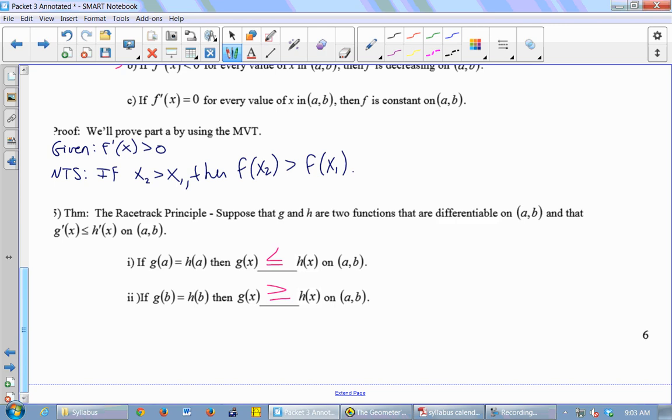Yeah, you got it, exactly. Yeah, so if h has a greater slope, then it's increasing faster than g is, right? But if they finished at the same place, then g must have had a head start, right? So why do you think this is called the racetrack principle?